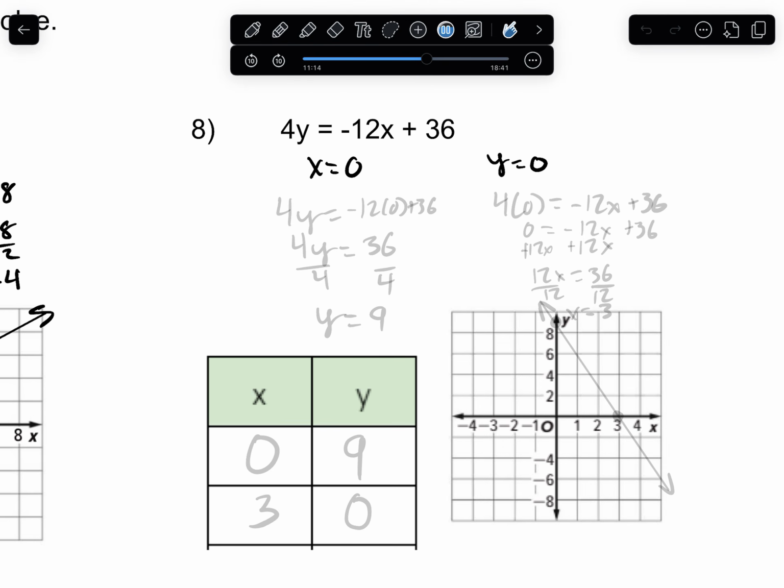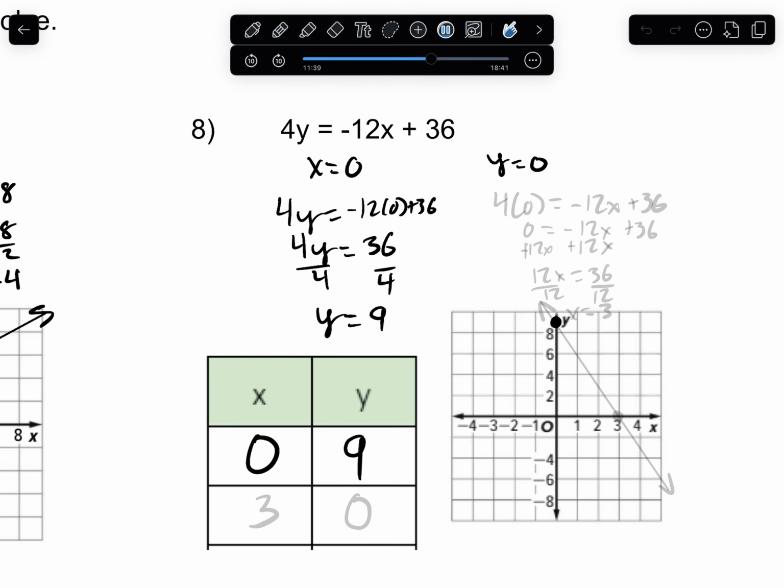So when x equals 0, we have 4y equals -12 times 0 plus 36. So then 4y equals 36, divide by 4 on both sides, y equals 9. So when x equals 0, y is 9. And we can graph that point, which is right about here.